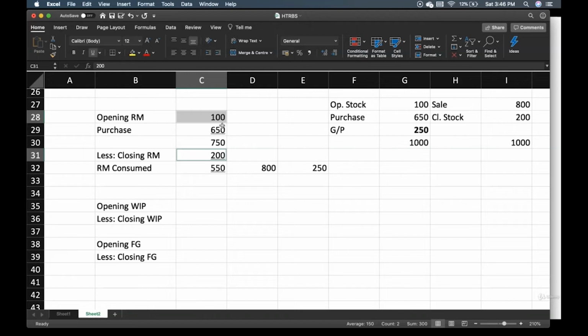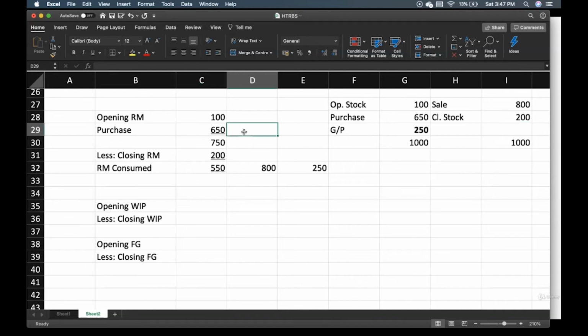So there may be purchases, there may not be purchases, but you have to find out these two. These two, that is opening minus closing. So here you have opening, here you have closing, right? The same pattern, either you put it in a memorandum or put it in a statement. This should be treated as part of your cost.